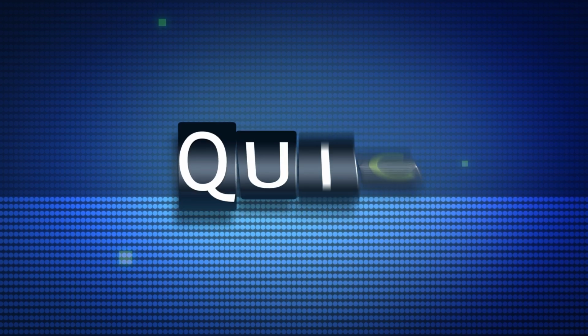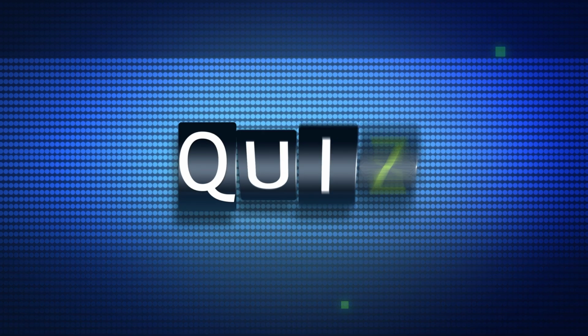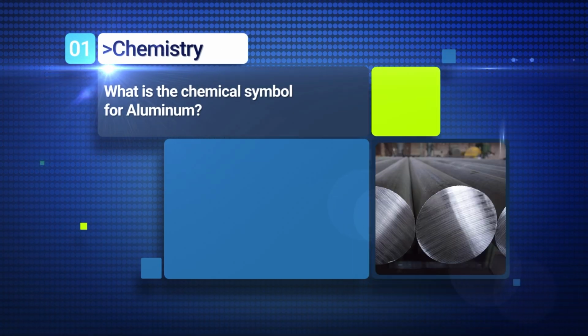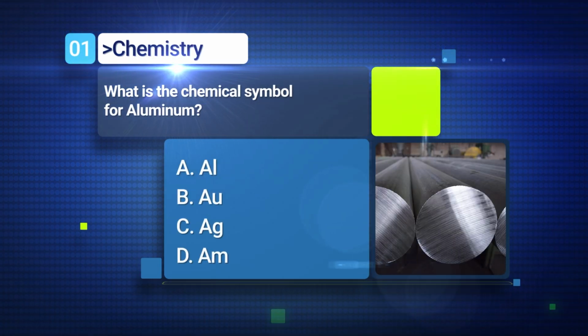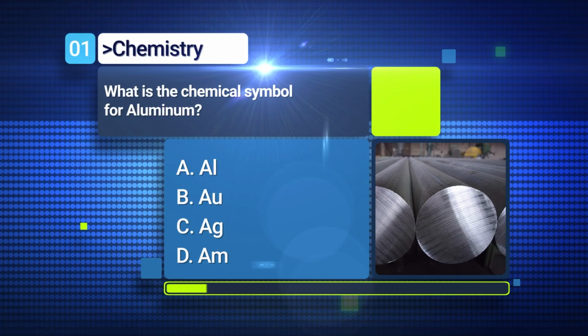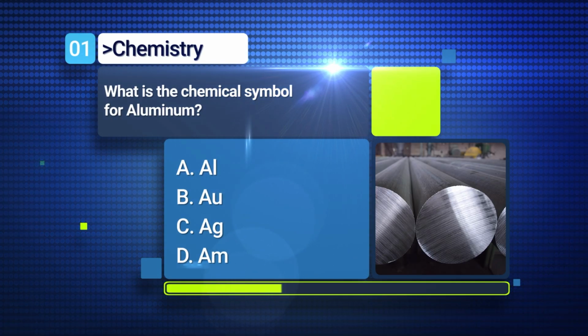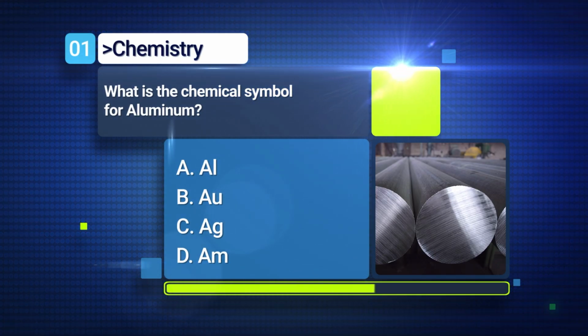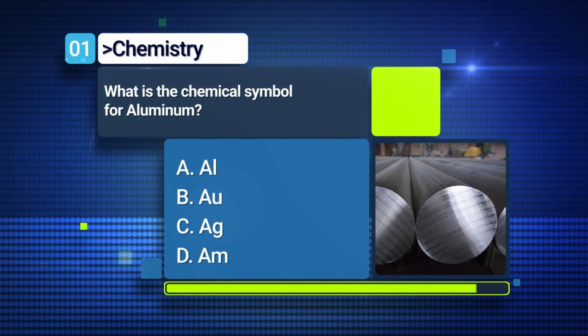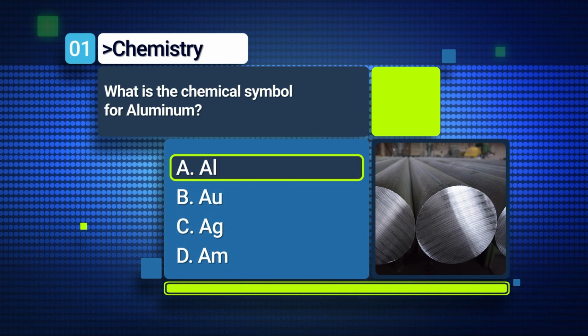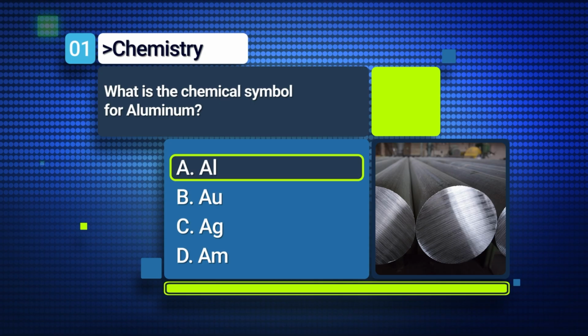U.S. School Chemistry Fundamentals Quiz 7. What is the chemical symbol for aluminum? A, AL; B, AU; C, AG; or D, AM? The answer is A, AL.